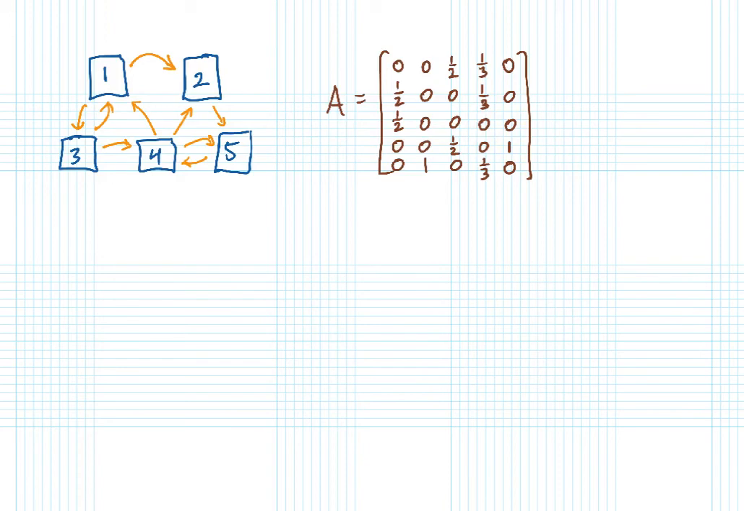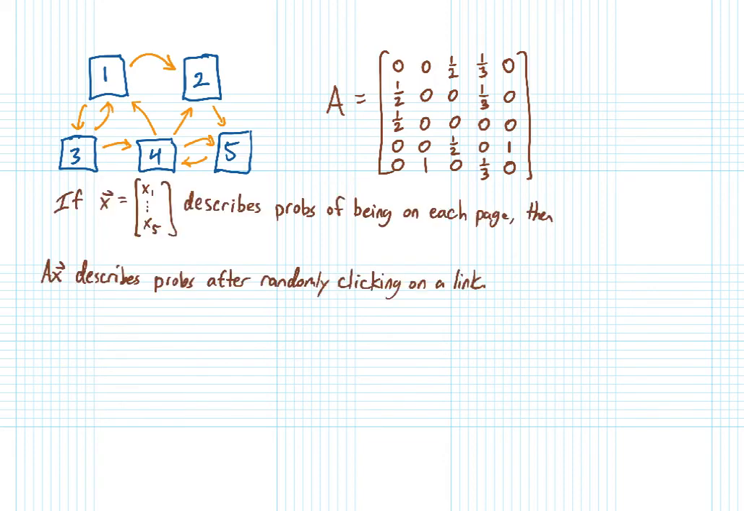So what this matrix does is it gives us a dynamical system for probabilities of being on any given page when you're randomly clicking on links. To be more specific, if you had a vector where the entries in that vector were the probabilities that you were on each of the different pages, then when you multiply that vector times A, you get the new probabilities for which pages you would be on after randomly clicking on a link.